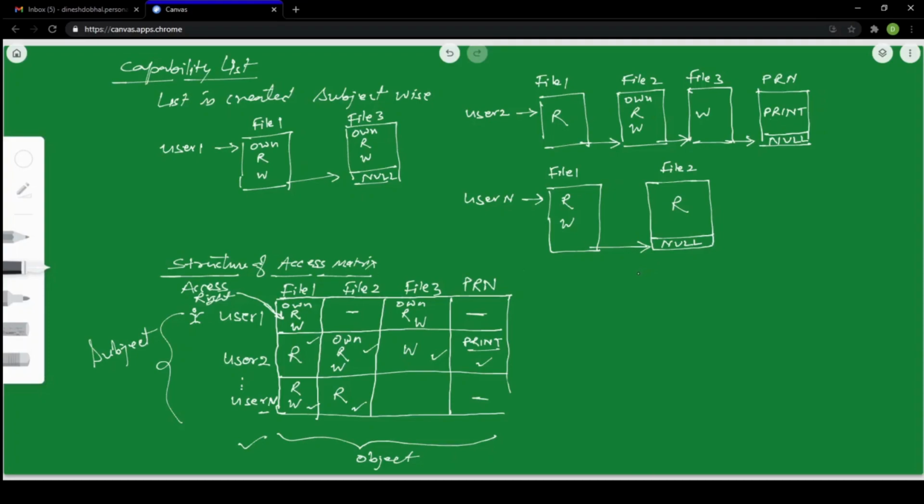In this way, the access matrix can be implemented either by using access control list or by using capability list.